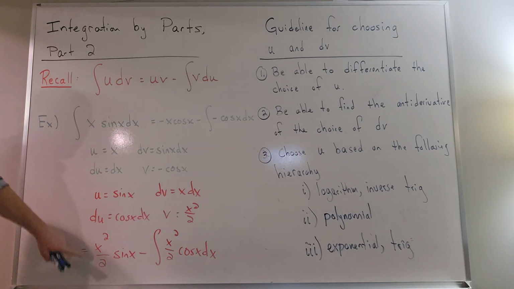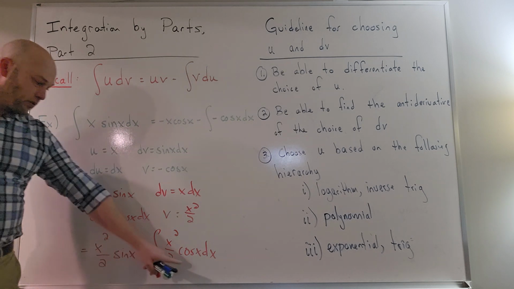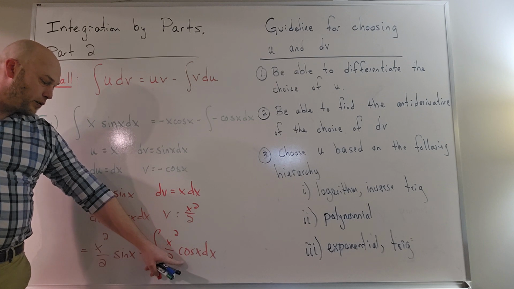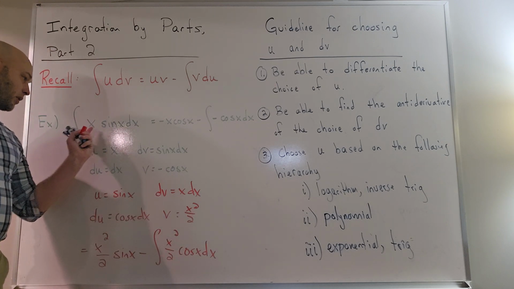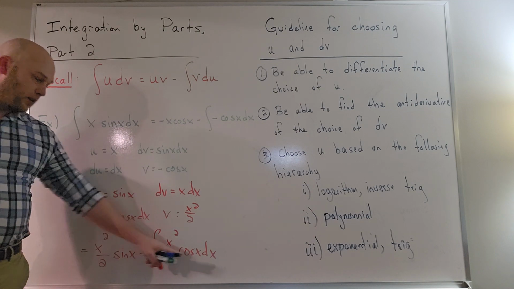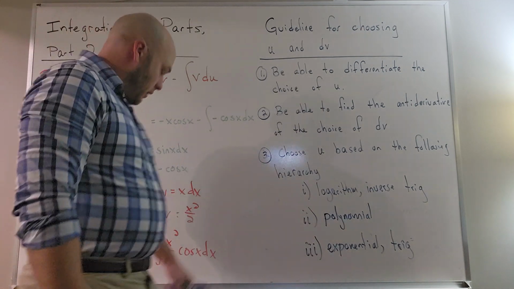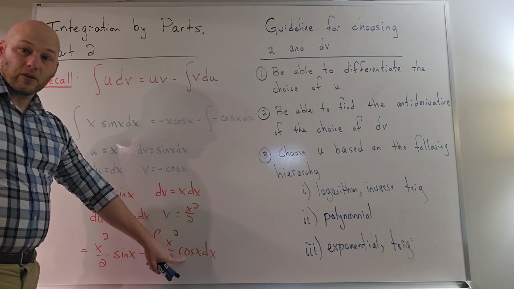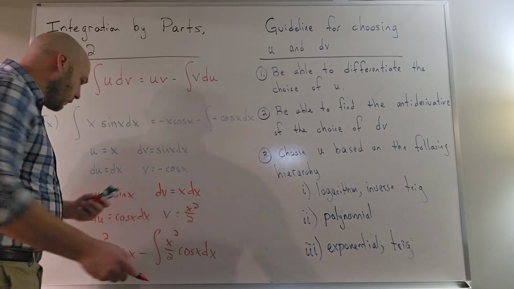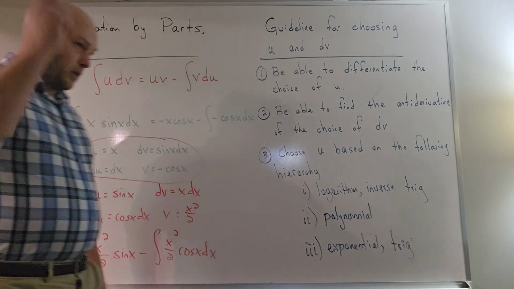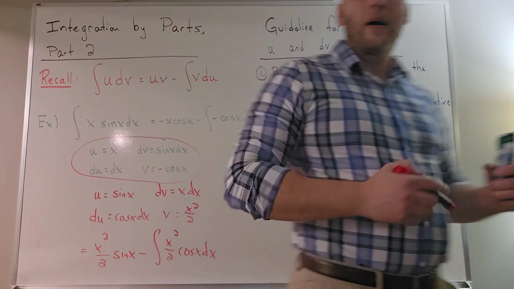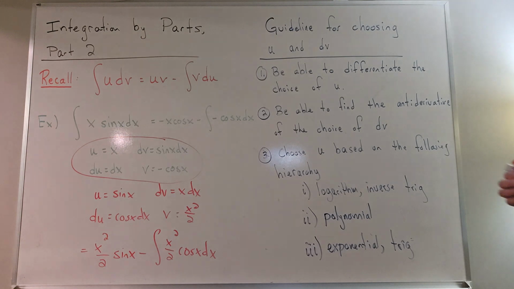So this integral is equal to this. However, notice the resulting integral here is more complicated than what we started with. I went from x to the first times a trig function to x squared times a trig function. If I integrate this, I will get the right answer. However, it's just more work. So therefore, this was the better choice. So let's talk about guidelines for choosing our u and our dv.